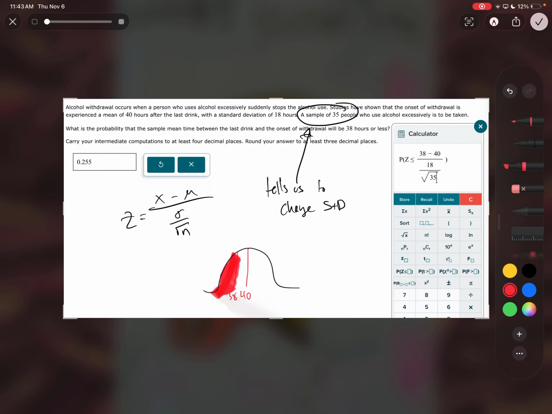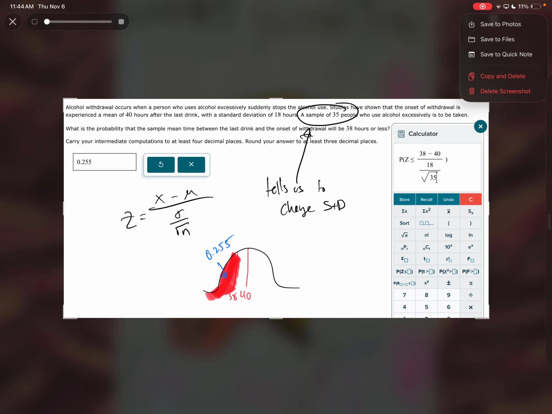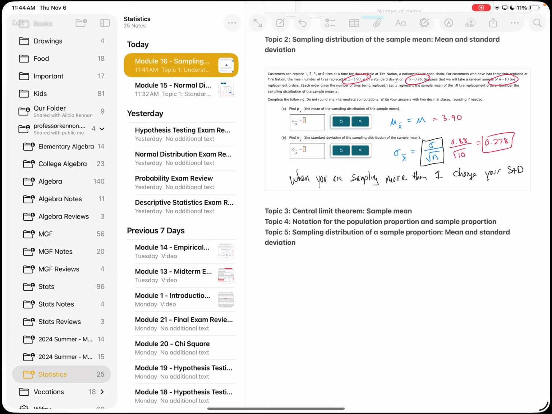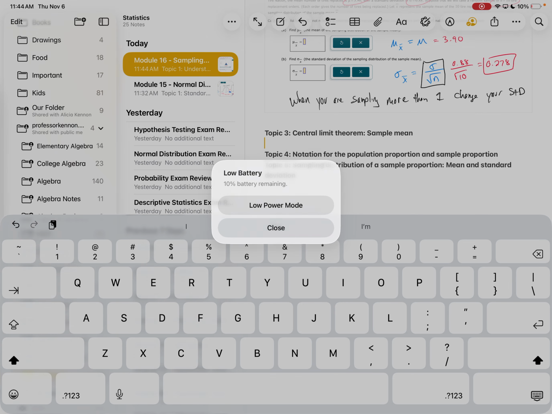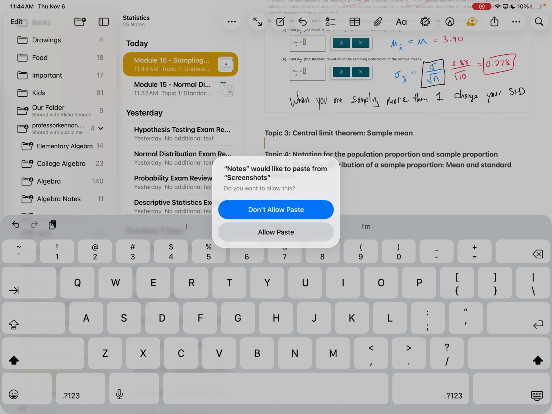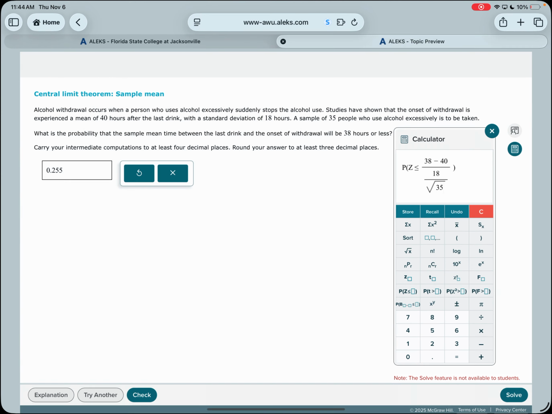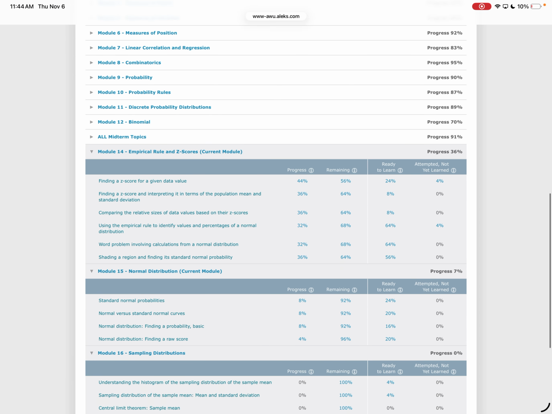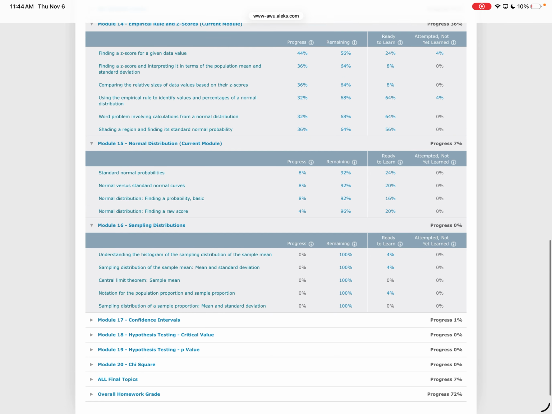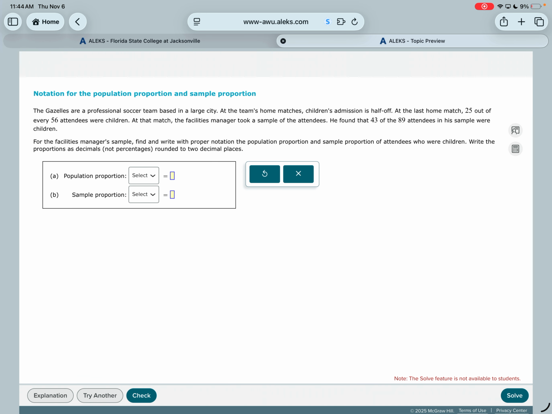Another thing about drawing this picture out real quick: with just a quick sketch, doesn't that look like about 25% of that thing's covered? That helps you check your answer when you do something like that, okay? All right. So that is the exact same thing as what we were just doing. Again, all you have to do is change your standard deviation. Do the standard deviation divided by the square root of n. 2 more topics and we're done. This one's super easy.